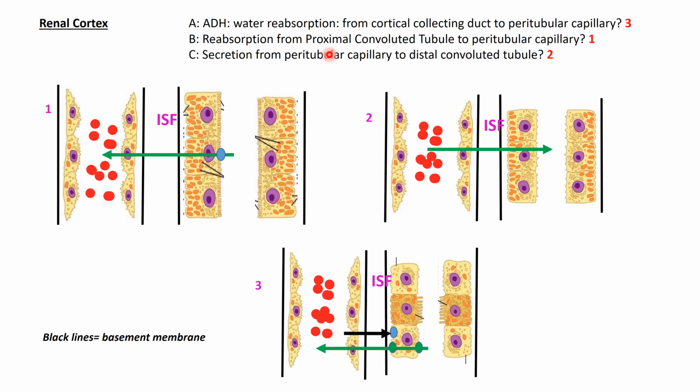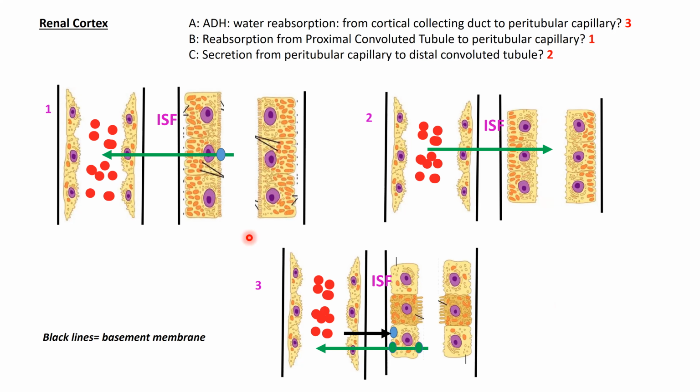Okay, reabsorption from the proximal convoluted tubule to the peritubular capillary is going to be this one, because we already identified the simple cuboid epithelium with microvilli, lots of mitochondria, and the green arrow shows moving from urine to blood. And finally, this is showing you a secretion from blood to urine in the distal convoluted tubule, where there are no microvilli and less mitochondria in a simple cuboid epithelium.